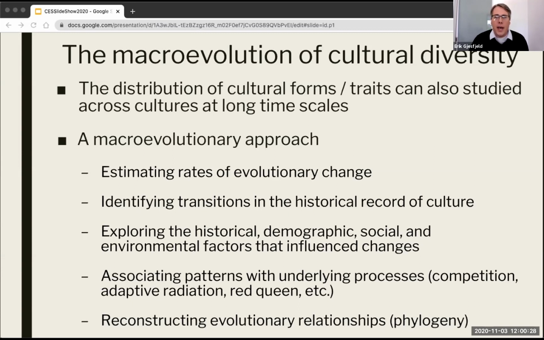So looking at a pattern of distribution of cultural traits and identifying whether this is associated perhaps with a process of competition or adaptive radiation, maybe assessing something like the Red Queen hypothesis. And then the last point here is that often what a macroevolutionary approach is trying to do is reconstruct evolutionary relationships. Often this is through a phylogeny or phylogenetic approach. And that has been the largest focus, I think, of previous research, and one that I'll talk about a little more.